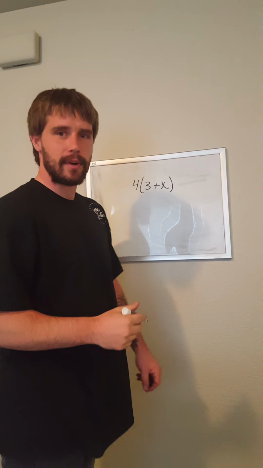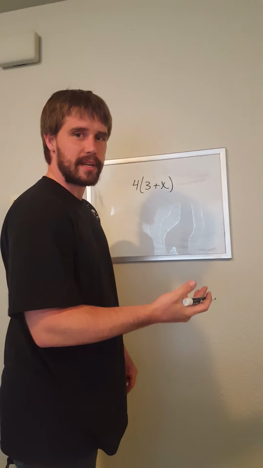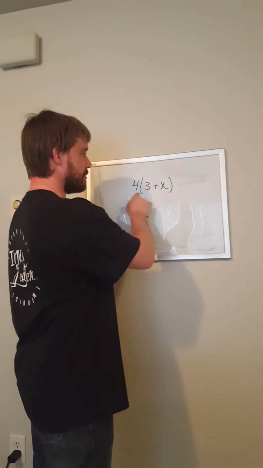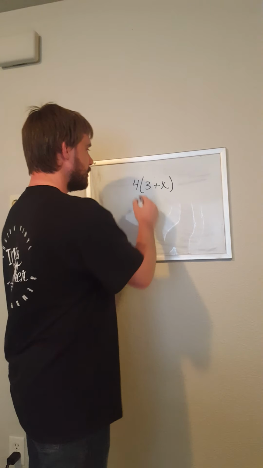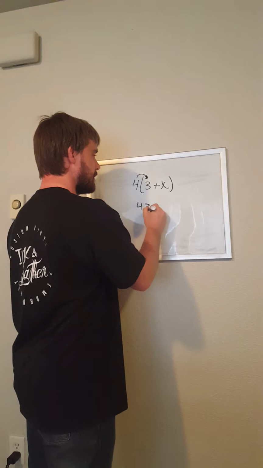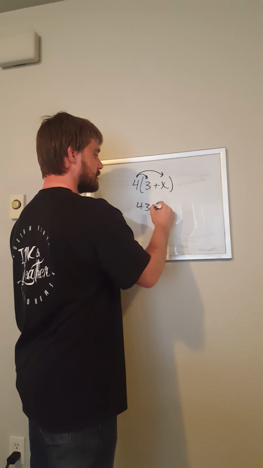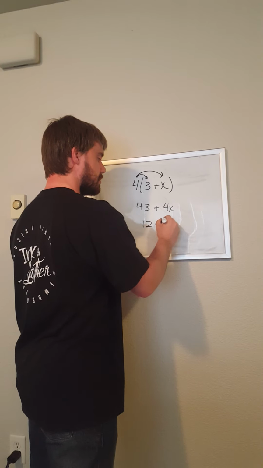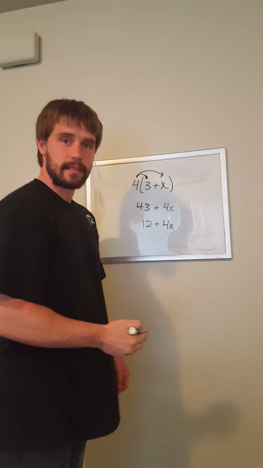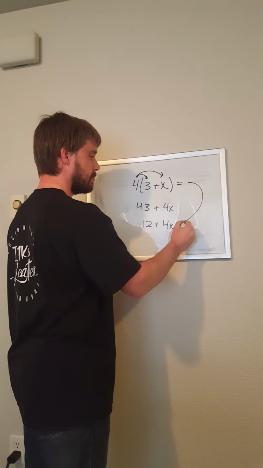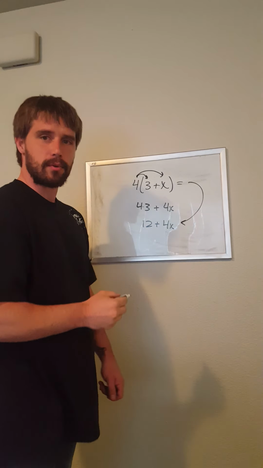But as you can see here, we cannot do this addition right now. So the distributive property allows us to get rid of these parentheses by distributing the 4 to everybody inside. So 4 goes to the 3, we get 4 times 3, and we distribute it to the x. So we get 12 plus 4x. So this equals 12 plus 4x.